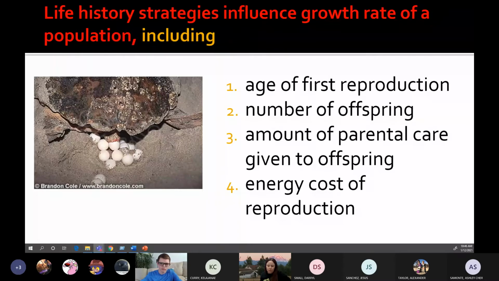While I'm waiting for you guys to finish writing this down, other than Alex and Ashley, is there anyone in here who would like me to get them a paper version of the note packet?